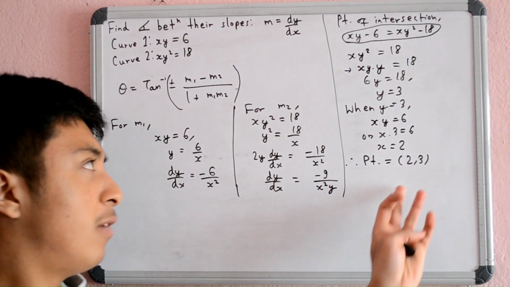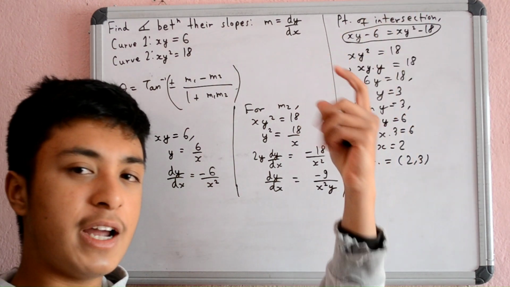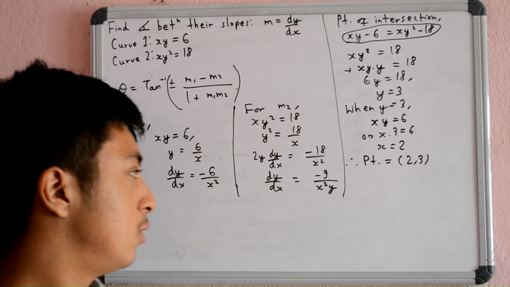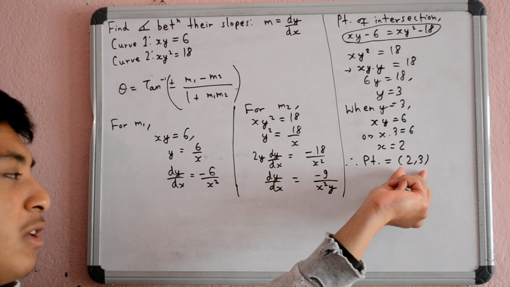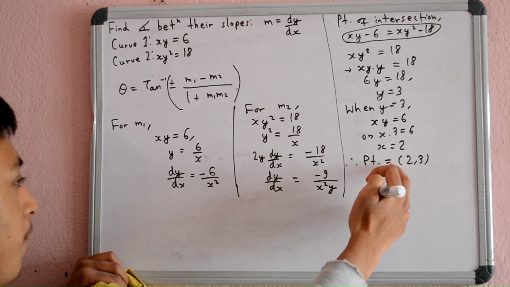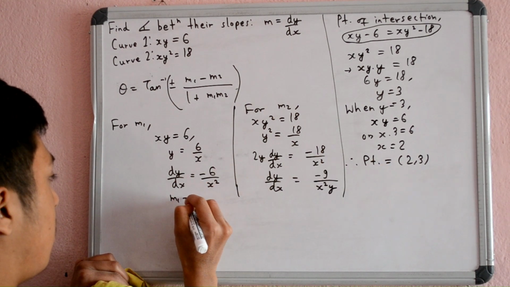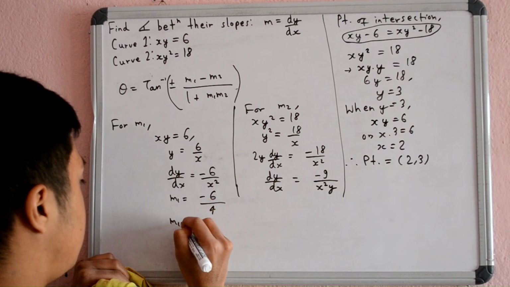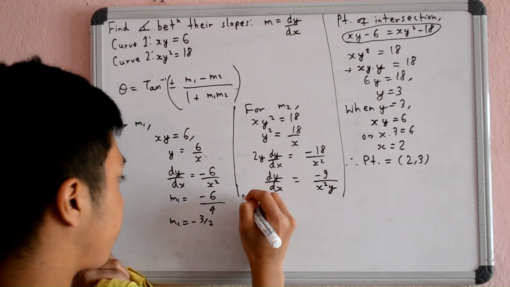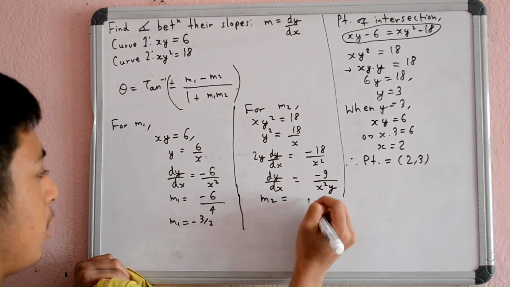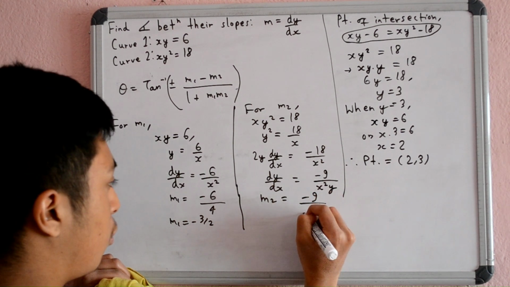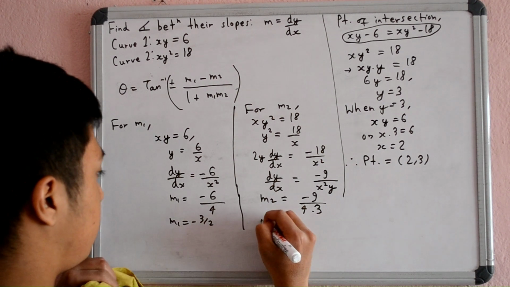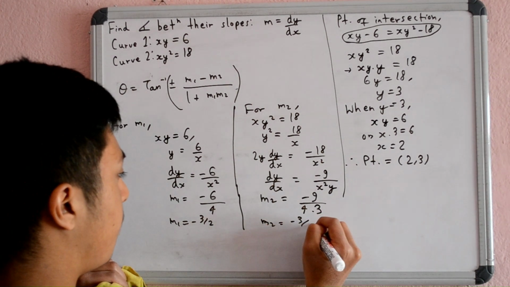Now why are we finding the point of intersection? What was the point of that? Well, that was to find the real values of m1 and m2. So just plug the values of x and y over here. This m1 becomes minus 6 by x squared, 2 squared, which is 4. So m1 is equal to minus 3 by 2. And over here m2 equals minus 9 by x squared, which is 4, into y, which is 3, minus 9 by 12, minus 3 by 4.